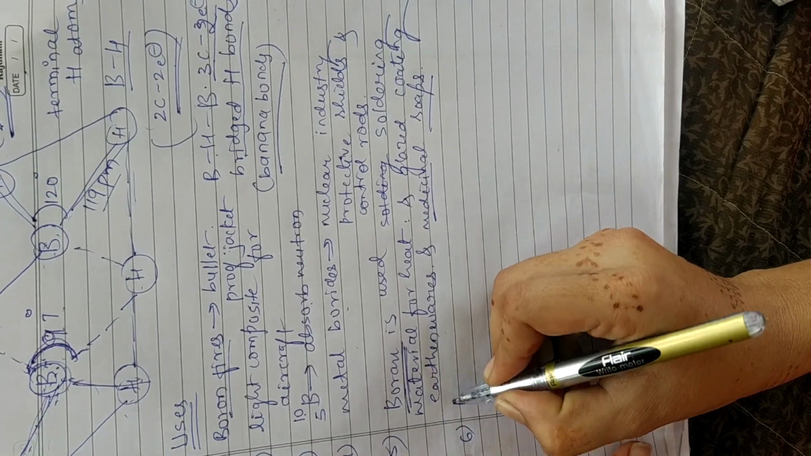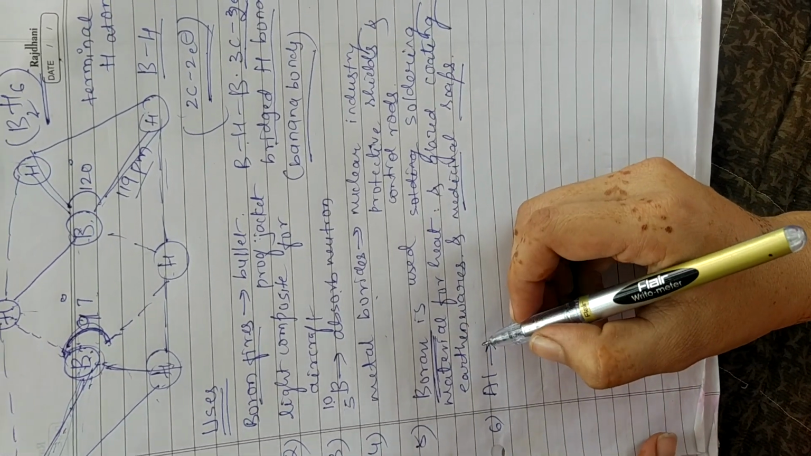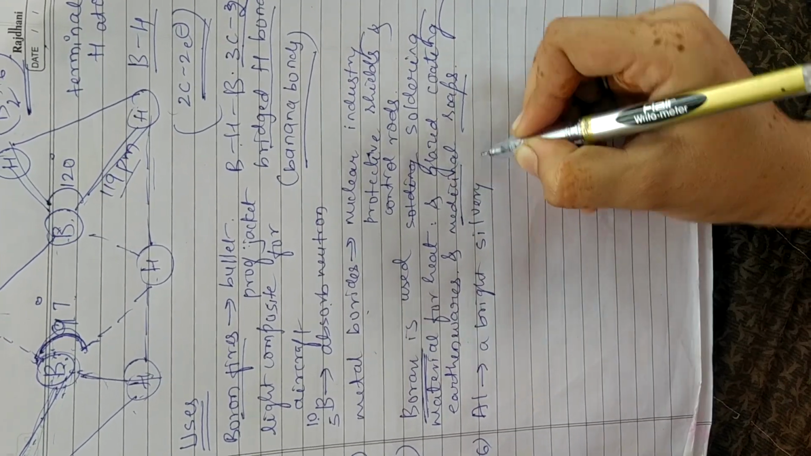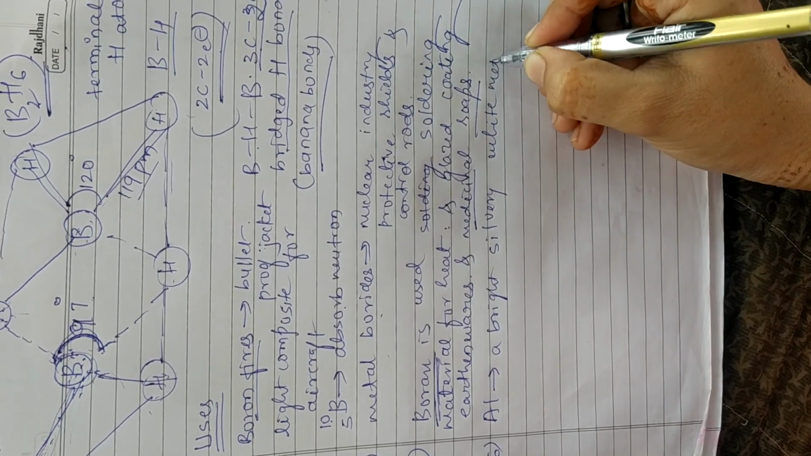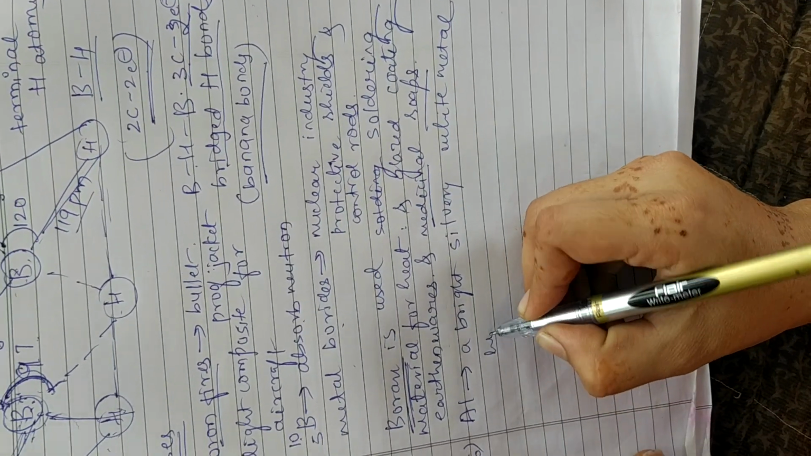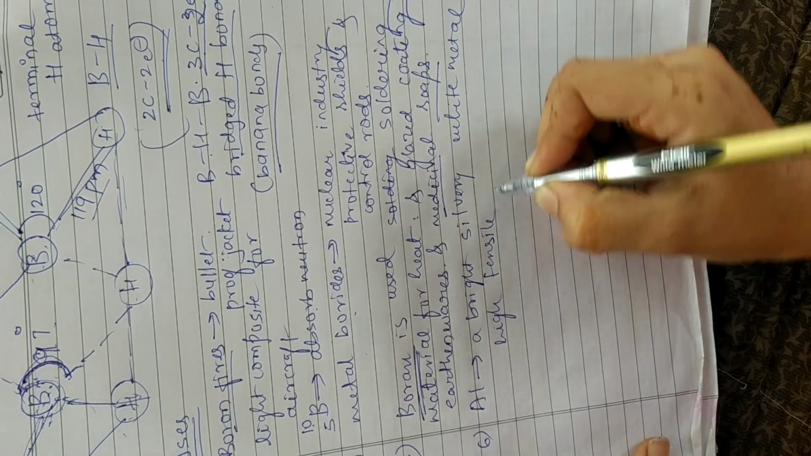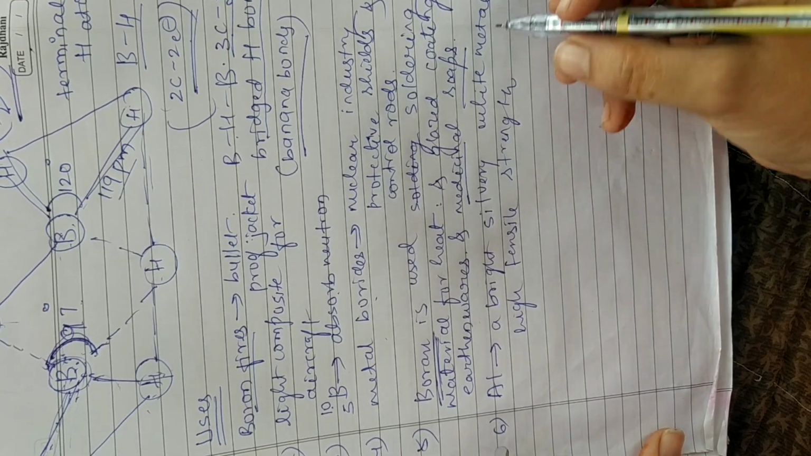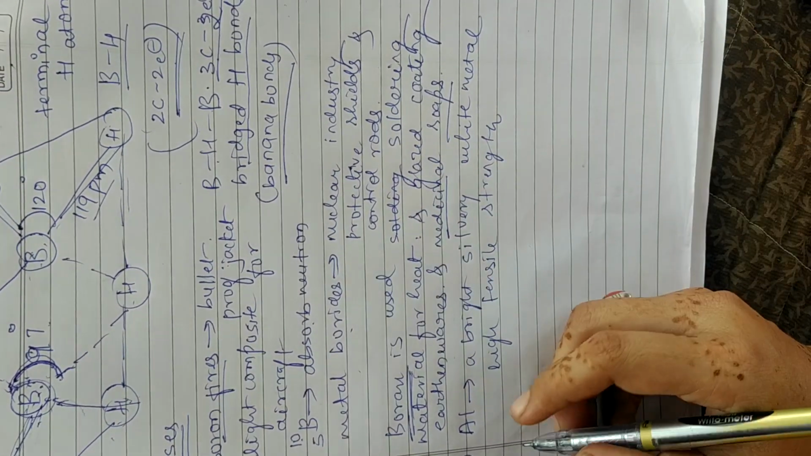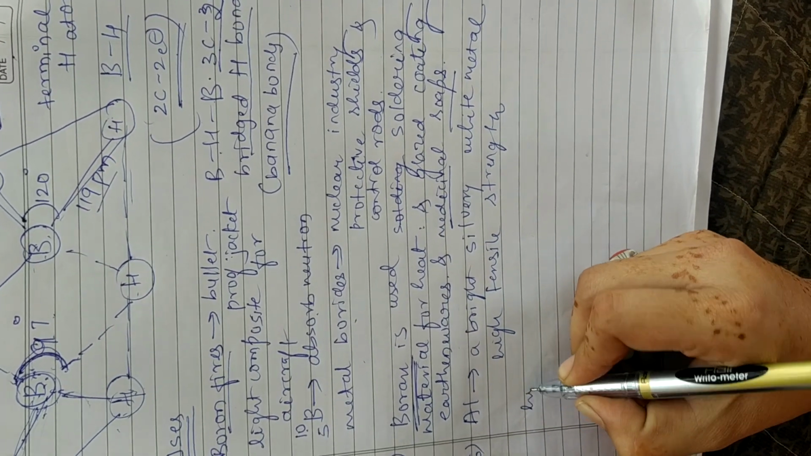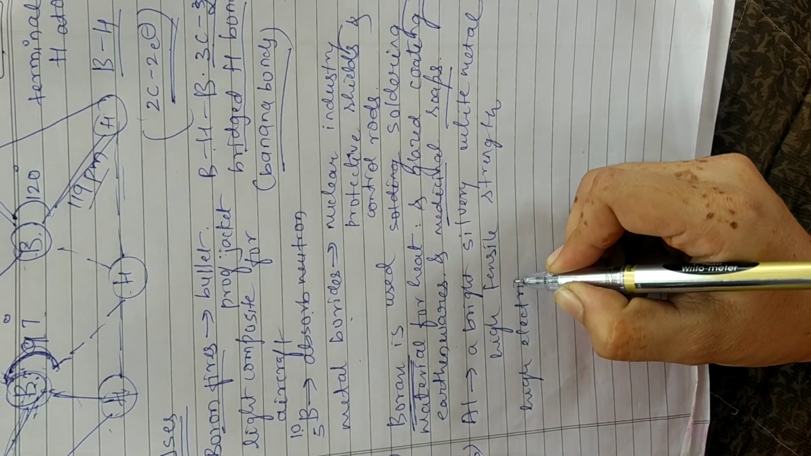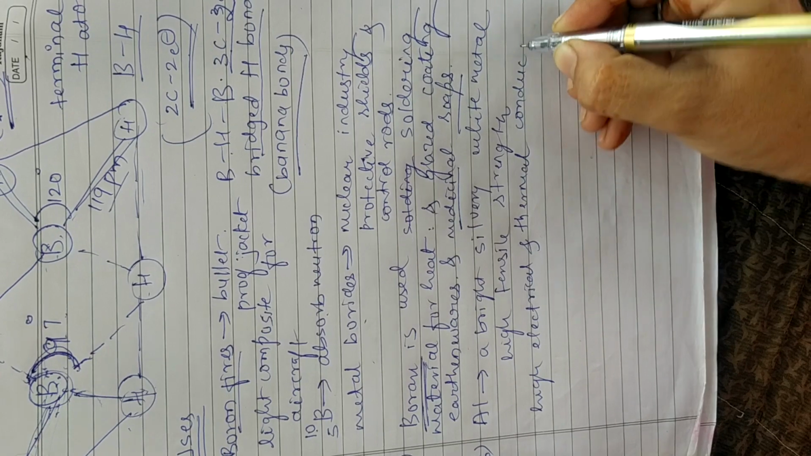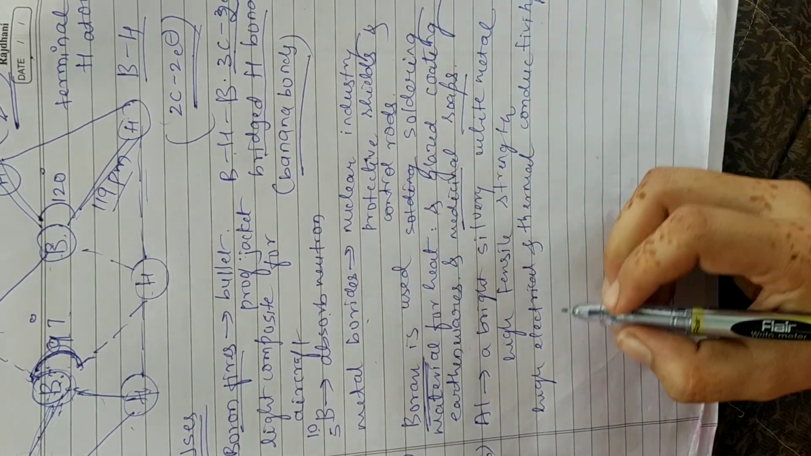Next metal is the aluminium. Aluminium is a bright silvery white metal which has high tensile strength. Aluminium is a bright white silvery metal and it has high tensile strength, and it has high electrical and high thermal conductivity. Aluminium has high electrical and thermal conductivity.